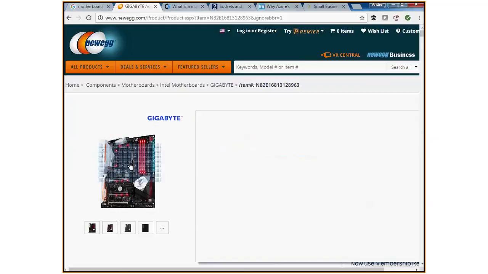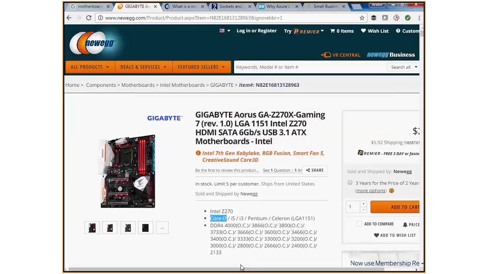So this motherboard that I have here, it says it can work with an i7, i5, i3, a Pentium, or a Celeron. So it's like, wow. In case you don't know, when you hear Celeron, think poor man's processor, poor man's computer. Okay.